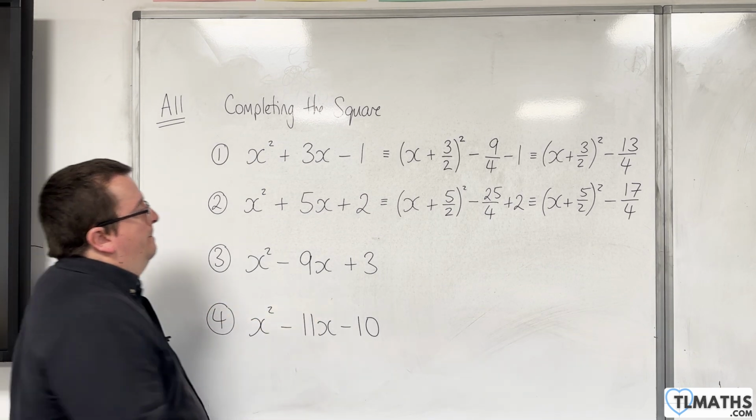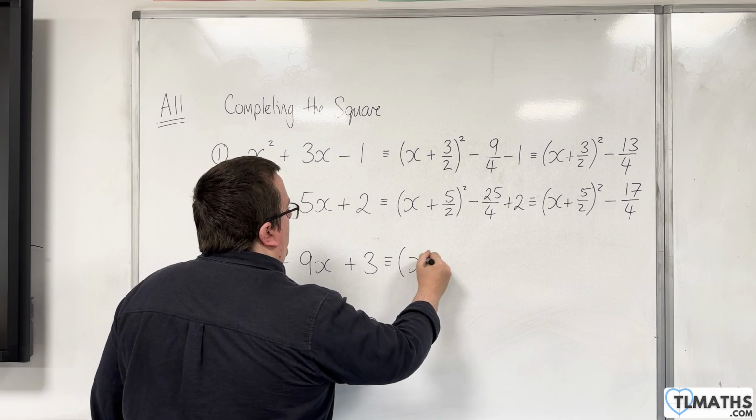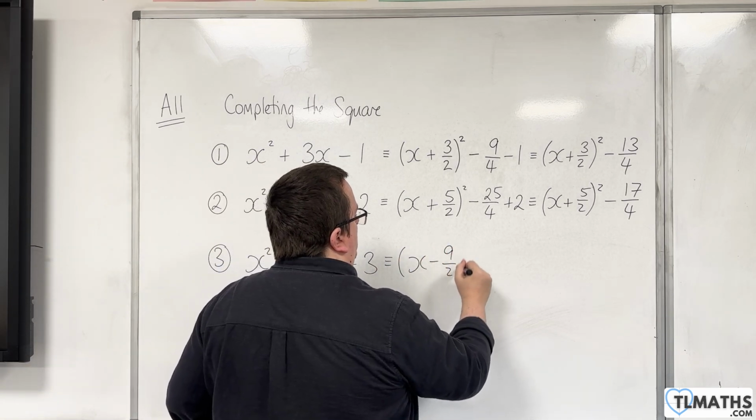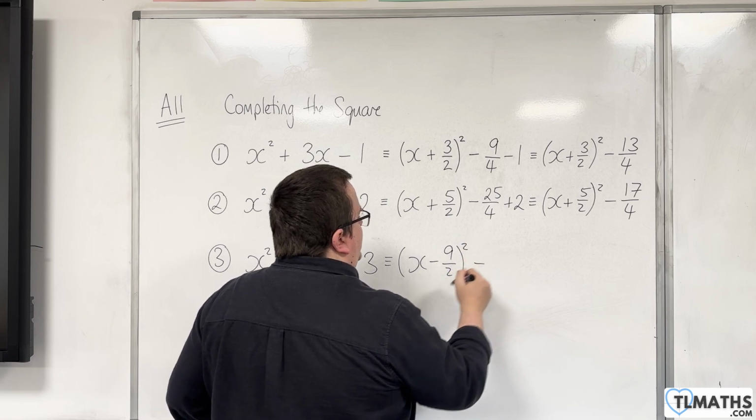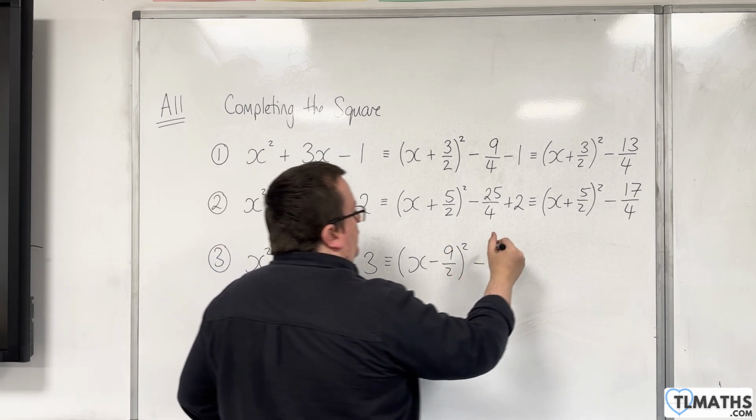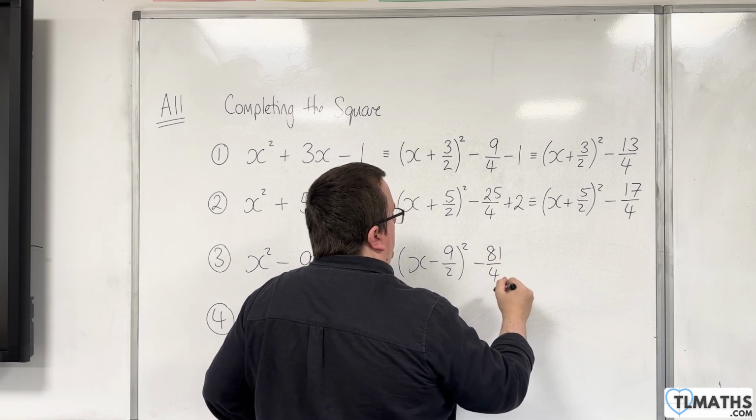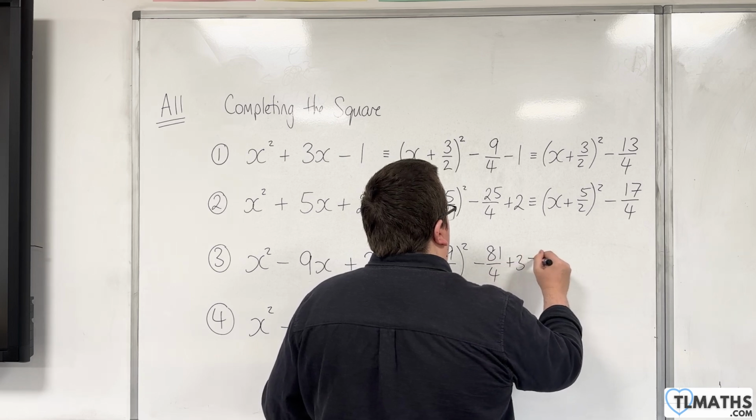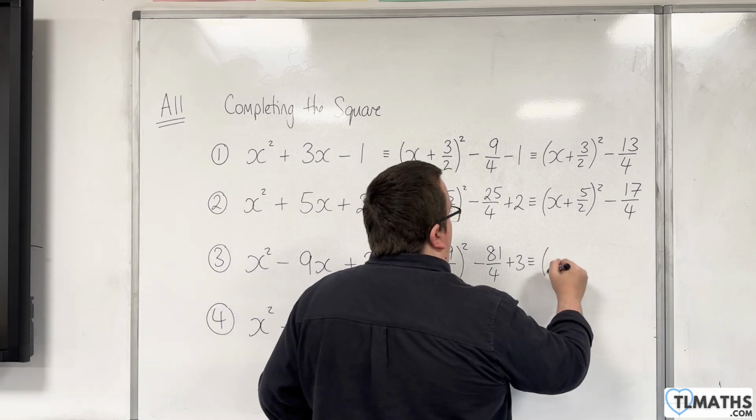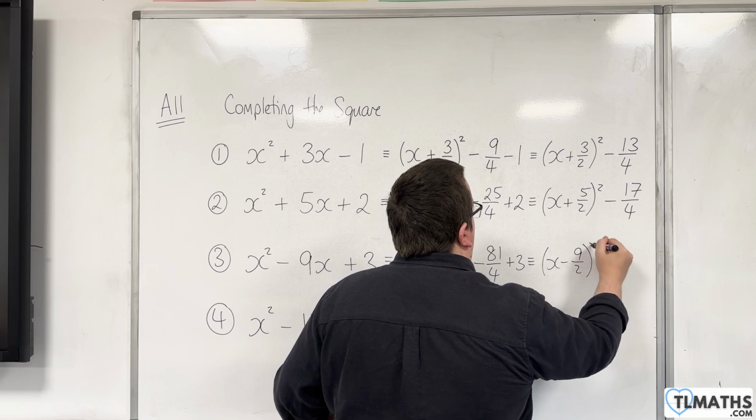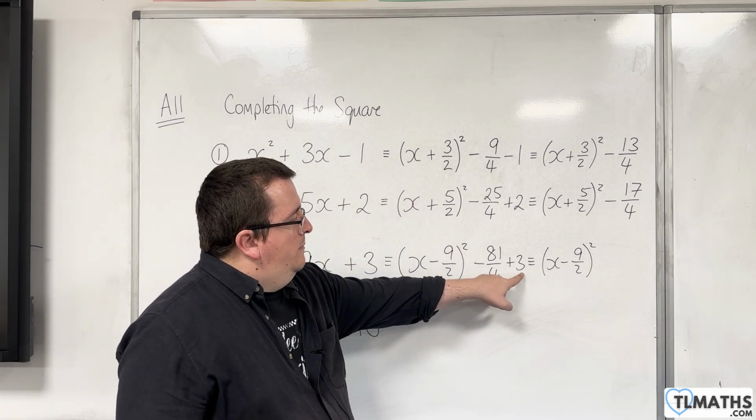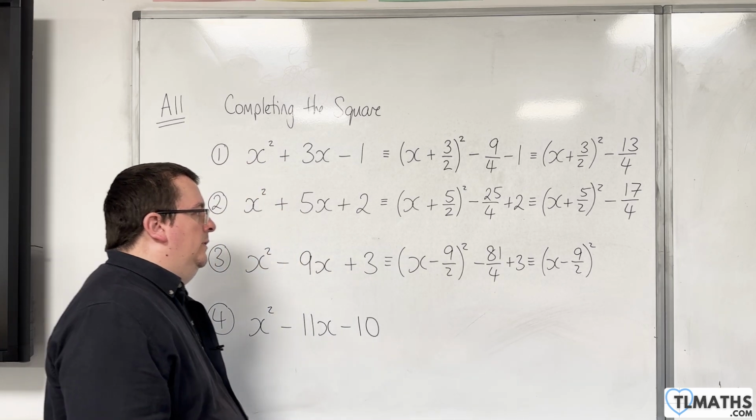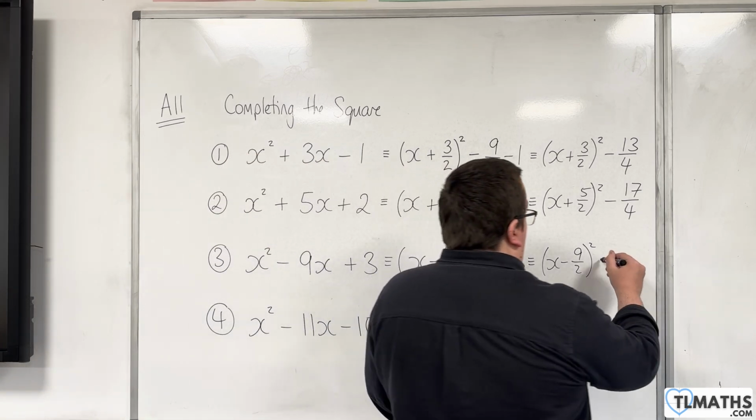Number 3, we're going to have x, and then half of minus 9, so minus 9 halves, squared. We need to take away this number squared. So square the top, square the bottom. And we've already got a plus 3. So we need to put that on the end. So we have x take away 9 halves squared. Now 3 is 12 quarters. So minus 81 quarters plus 12 quarters will be minus 69 quarters.